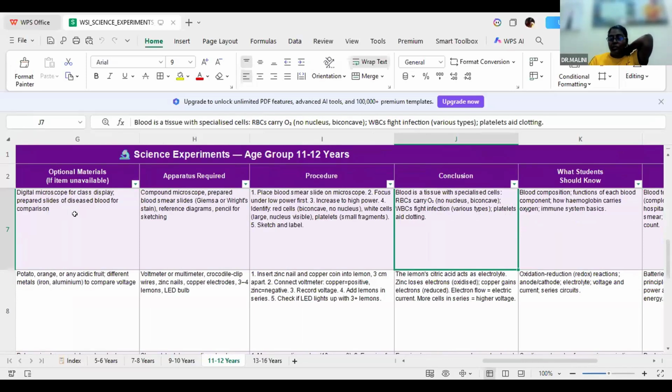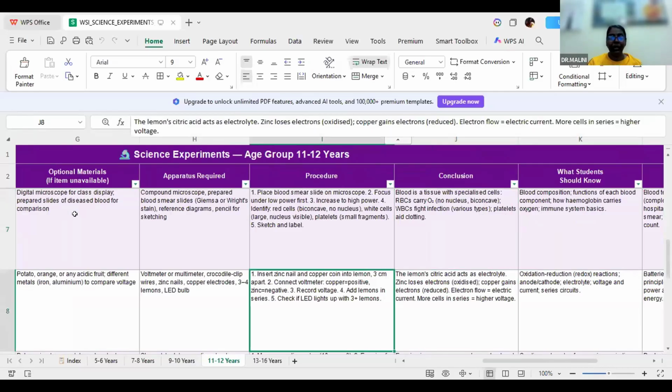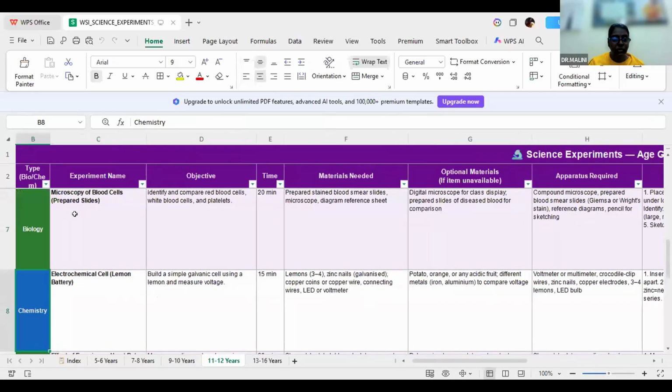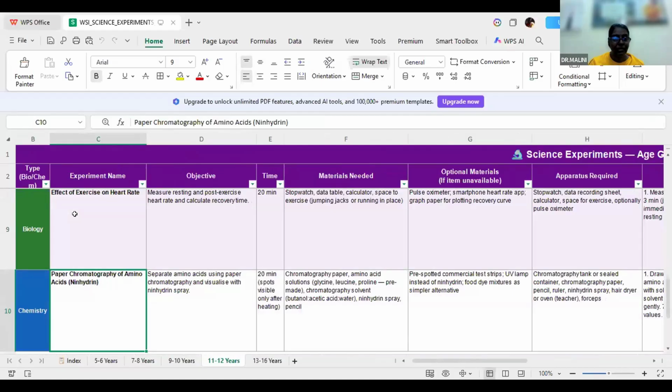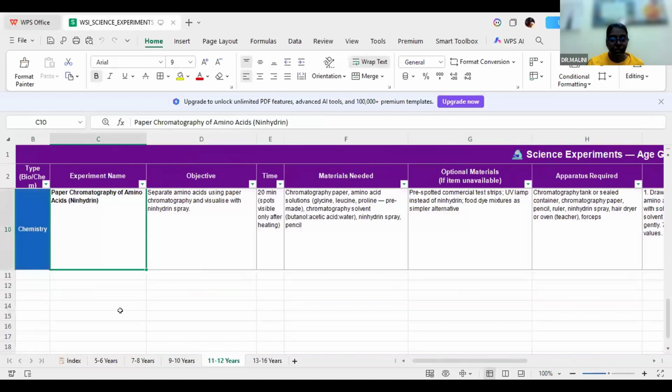Blood is a tissue with specialized cells and so on. What is that? Let me explain to you so that you understand easily. Just give me a minute.